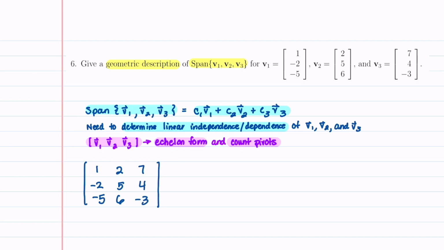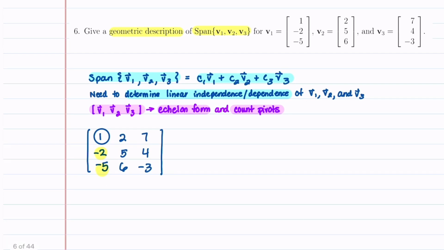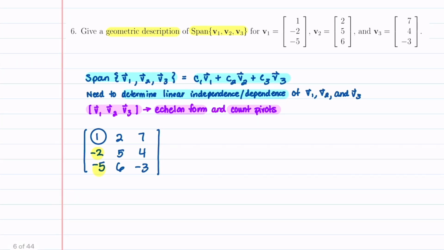We need to put it in echelon form. So I'm going to start by circling our pivots. That's our first pivot. And we need to get a 0 below those pivots. Let's write down the row operations that we're going to use. So we're going to take row 2 and replace it with row 2 plus 2 times row 1. And then we're going to take row 3 and replace it with row 3 plus 5 times row 1.